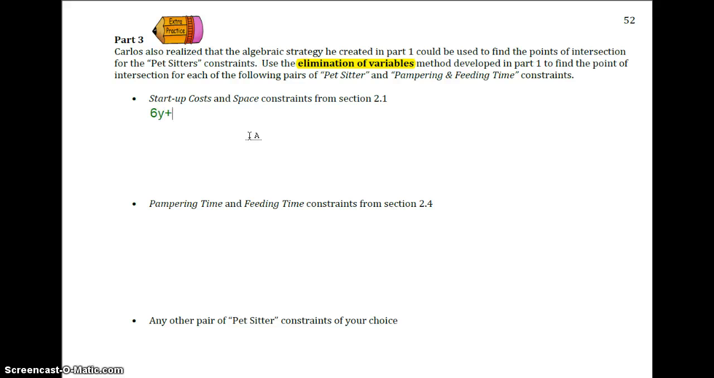So 6y plus 24x equals 360. And then we had 32y plus 80x equals 1,280. I'll label these. So this is my space. And this is my startup.